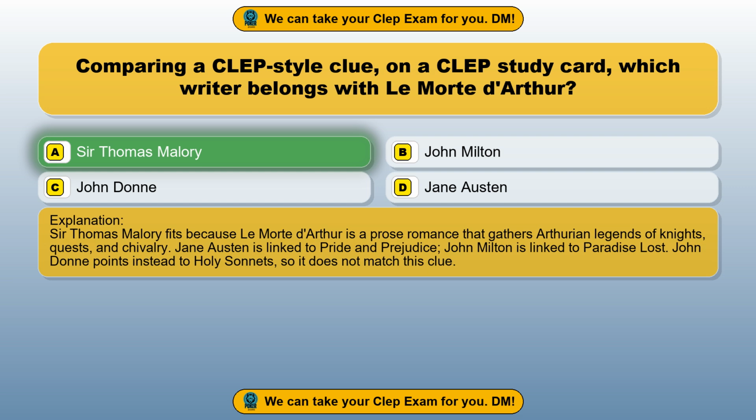Sir Thomas Malory fits because Le Morte d'Arthur is a prose romance that gathers Arthurian legends of knights, quests, and chivalry. Jane Austen is linked to Pride and Prejudice, John Milton is linked to Paradise Lost. John Donne points instead to holy sonnets, so it does not match this clue.